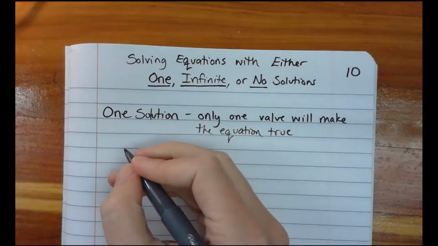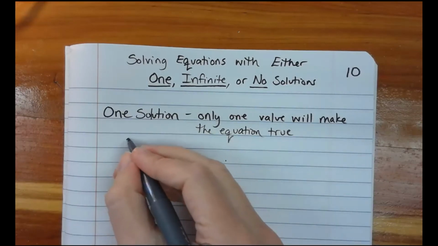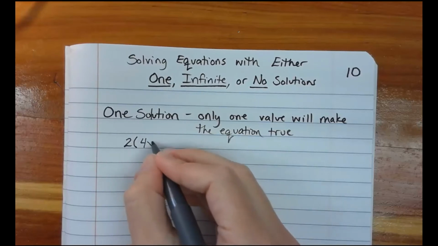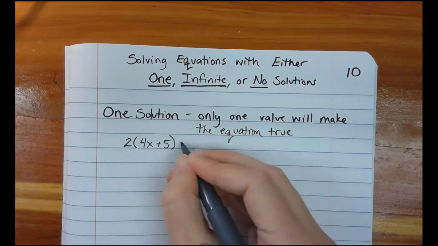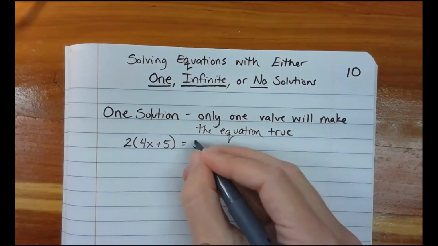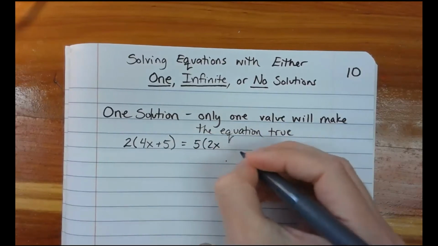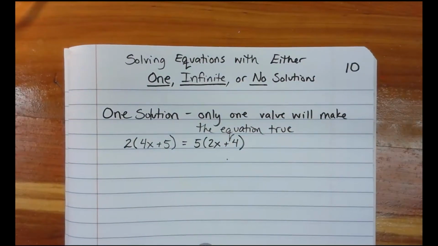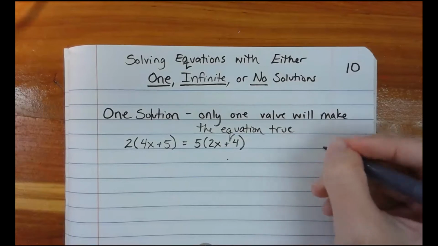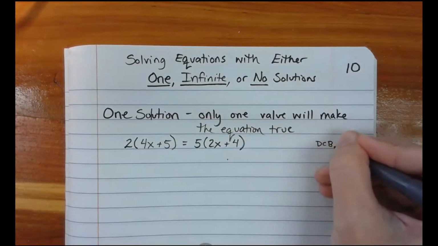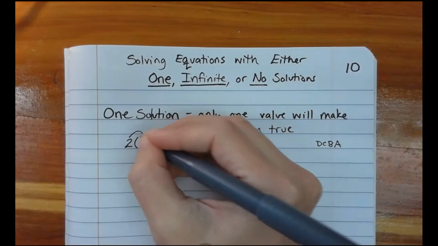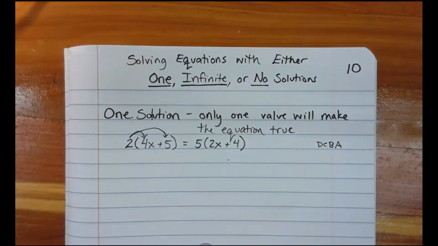So for example, maybe we see an equation that looks like this: 2 times (4x plus 5) is equal to 5 times (2x plus 4). All right, and so we want to solve this, and so we start thinking about the DCBA method, and so we start with distributing. So we're going to distribute first. This is what we learned in our last video.